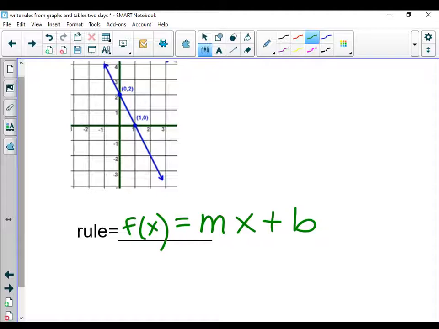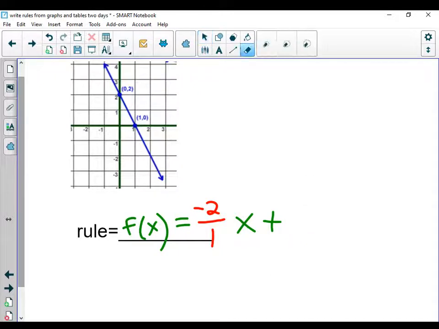M's hopping out. Allison? I got -2. She says down 2, run 1. Down 2, run 1. Does that seem right? Y-intercept. Follow the line. Where does it hit? Pete? +2. You got it, sir.